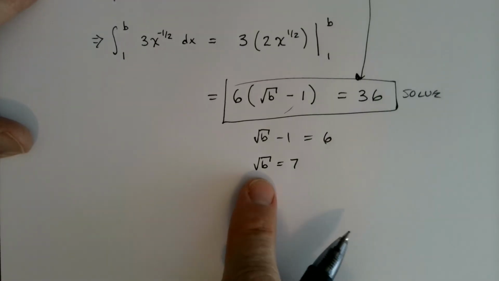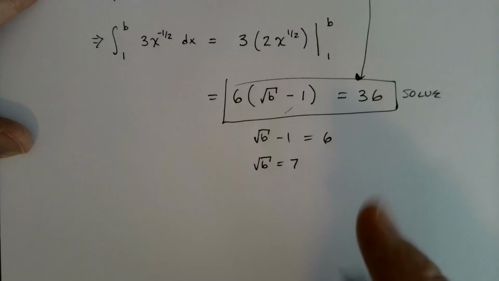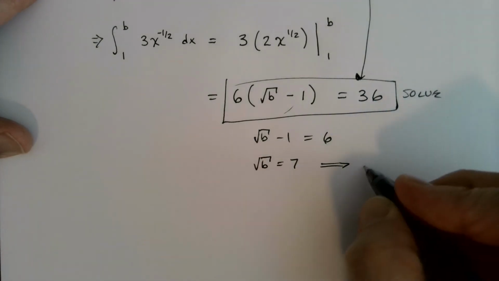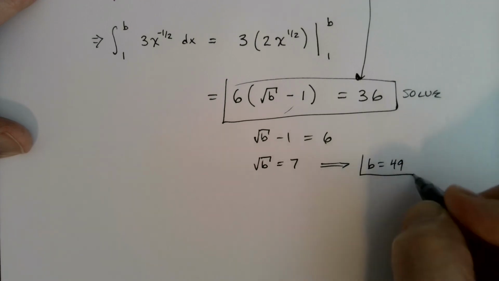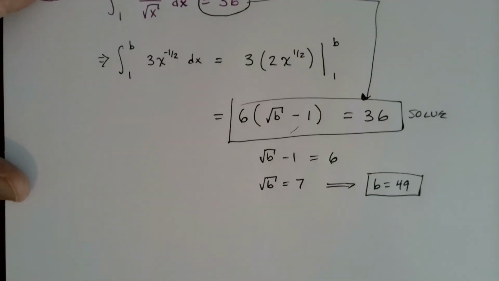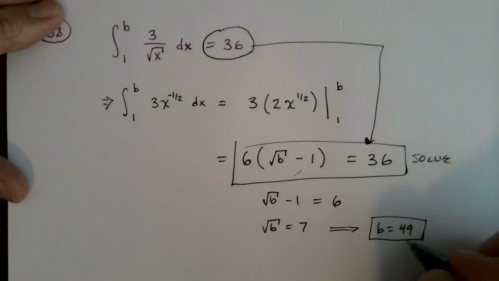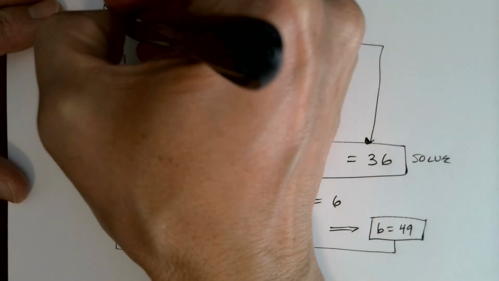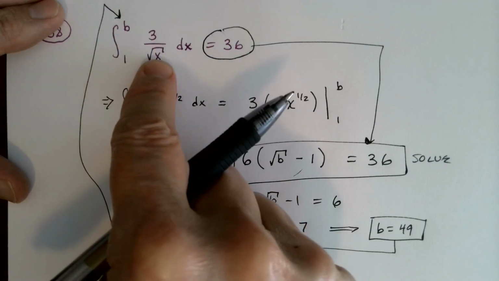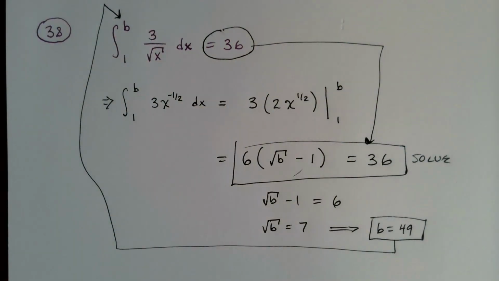And then how do I solve for b? The square root of b, I need to square it. So if I square both sides, I get b is equal to 7 squared, which is 49. And that is the value that works. If you want to check, you can go back in and replace b here with 49, and now just evaluate that definite integral and make sure you get 36, which you will get when you do that.